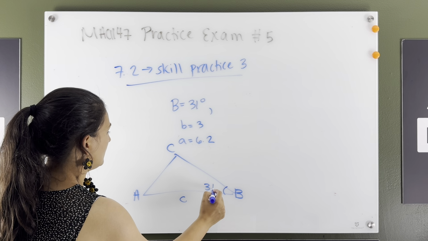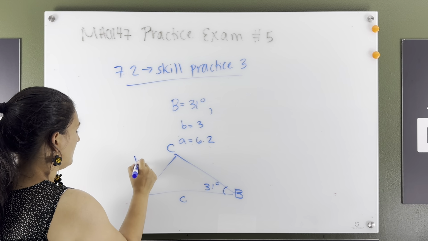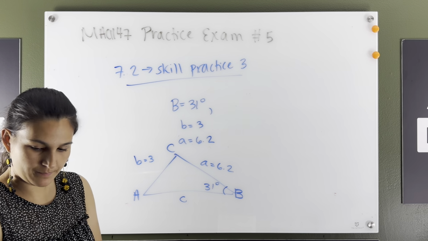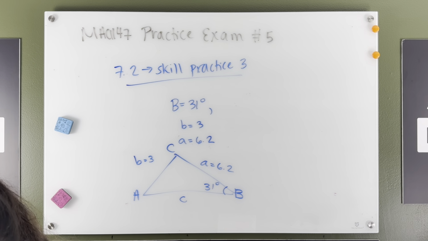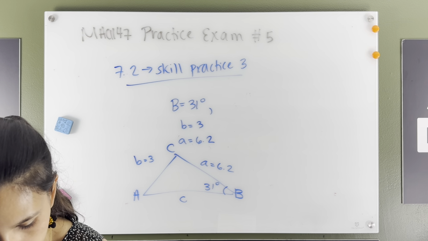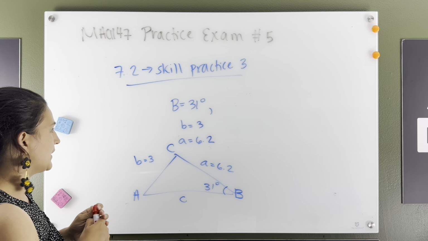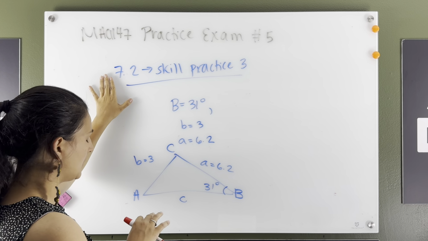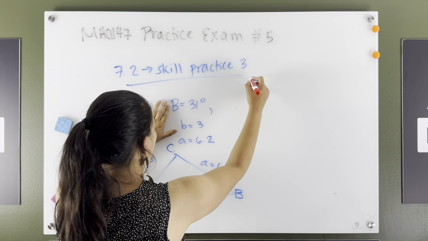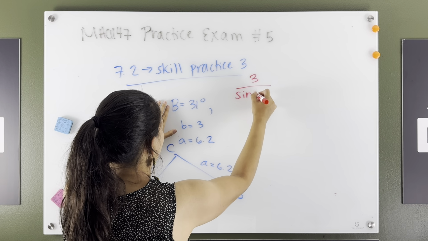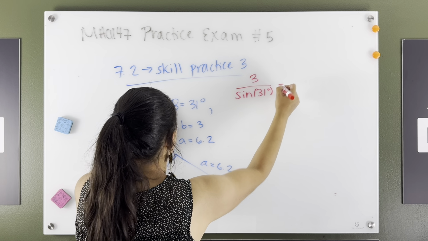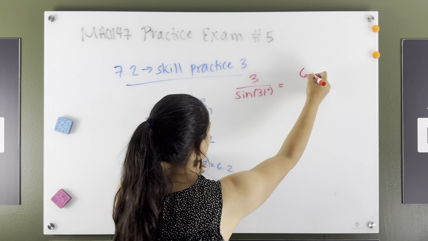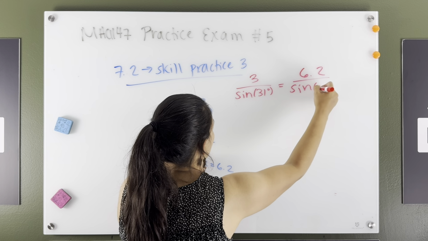So this is 31 degrees. This is side B, which is 3. This is side A, which is 6.2. We have to find all the missing parts. Okay. So because they gave me B, and I'm still in 7.2, which is law of sines, I'm going to go ahead and do B over sine of angle B. And then I'm going to go ahead and solve for what I need. So we're going to use A and try to solve for angle A.